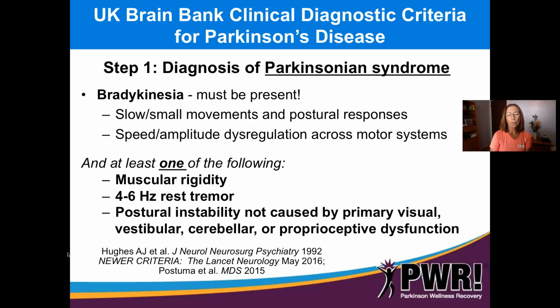The other thing they look for is one of the following: either rigidity, which is really this co-contraction that contributes to the loss of musculoskeletal alignment. Your posture becomes stooped, the shoulders are tight, the hips are tight, all of that limits and affects your balance and mobility, and it can contribute to pain. Or they look for a specific type of resting tremor and or some loss of postural instability or balance problems.